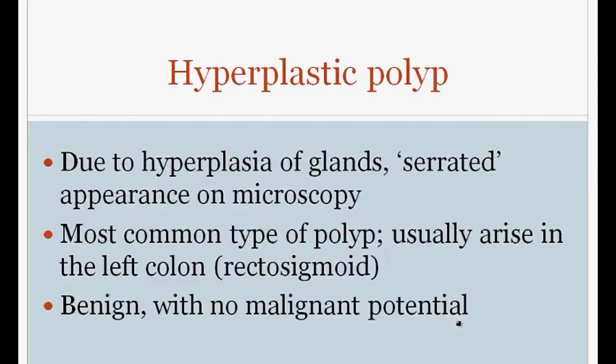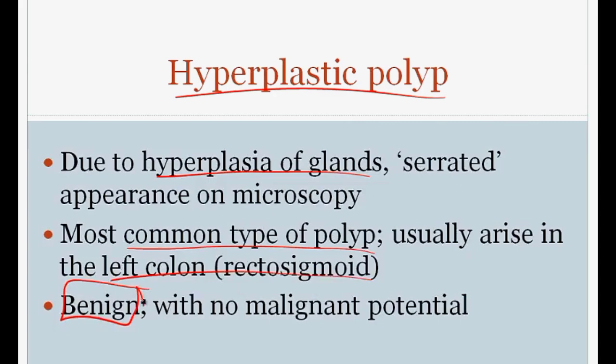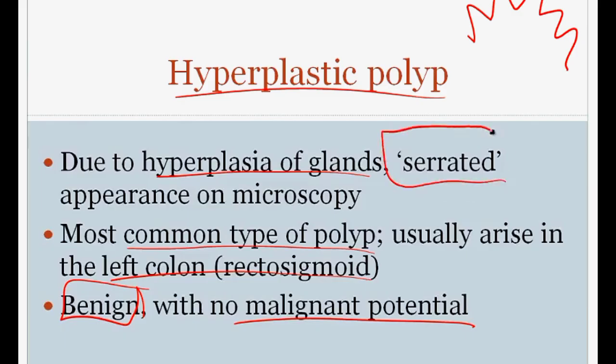The most common type of polyp in the colon is a hyperplastic polyp. This is due to hyperplasia of the glands. It's the most common type of polyp, usually arises in the left colon, and it's benign with no malignant potential, and that's important. It is benign, and it doesn't have the ability, were it to be left in the patient, to become anything worse. Now, what I'd like to remind you of is that were you to look at this polyp on microscopy, what you would see is that the surface of the polyp has this sort of sawtooth appearance, and that's called a serrated appearance, and that's the classic finding on microscopy.